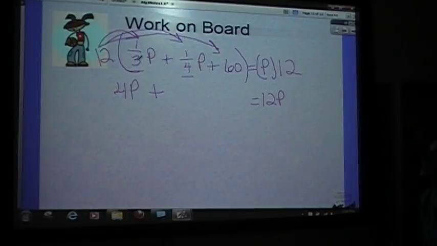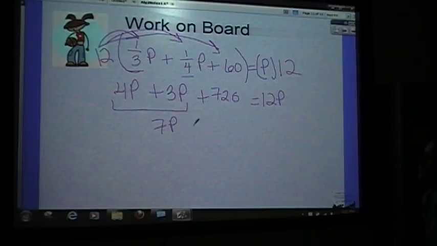Plus 12 divided by 4 is 3p. Plus, a whole lot of you are going to forget to take the 12 times the 60. Do not forget to do that. 12 times 60 is 720. And this problem just got a whole lot easier. I have p's all over the place here, so I'm going to combine like terms. 4p plus 3p is 7p plus 720 equals 12p.